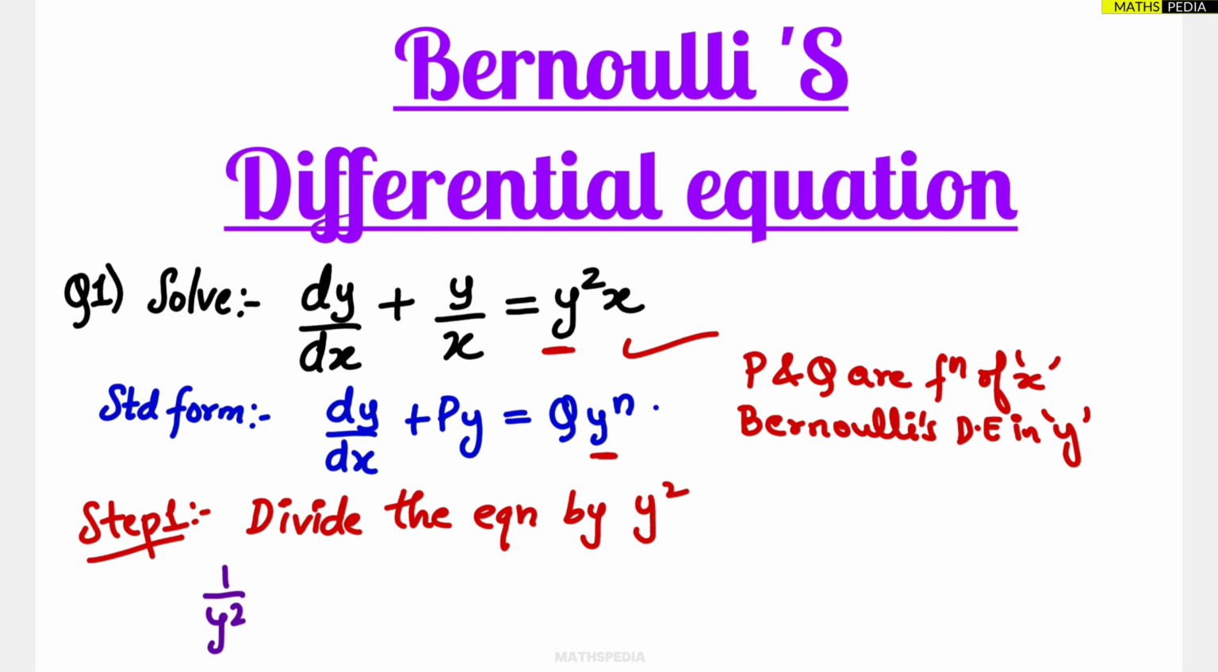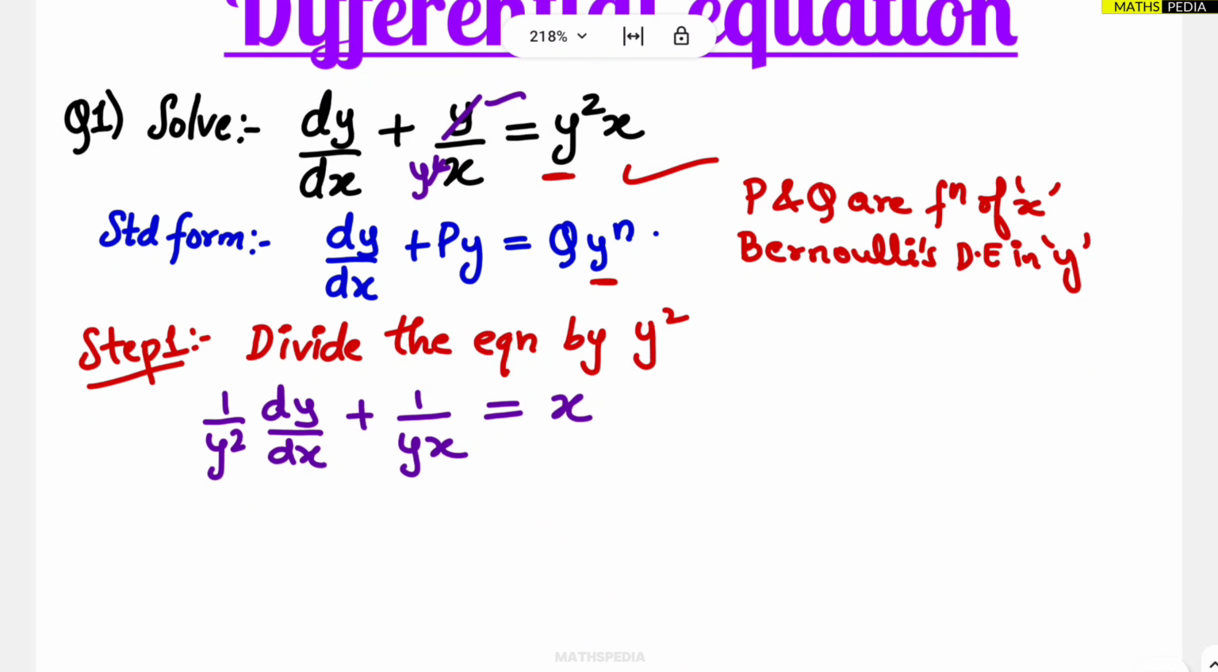1 by y square into dy by dx, plus 1 by y square when you divide, it will get cancelled with y, right? So the remaining will be yx. I'm not writing each and every step, I'm just writing directly. Y square when you divide here, y and 1 y get cancelled, that's why yx has come, equal to, again y square when you divide, the remaining part will be x. Now mark this as the first equation, very important.